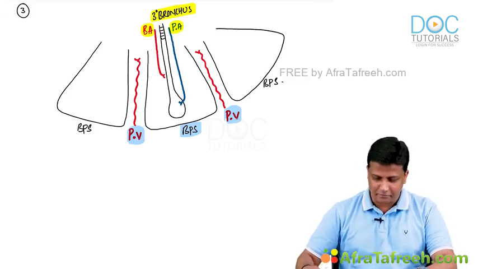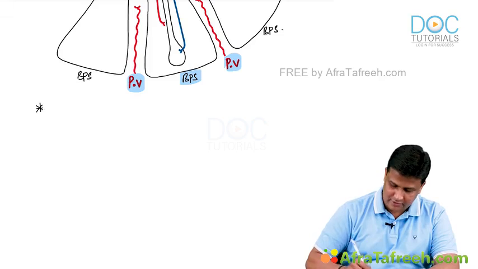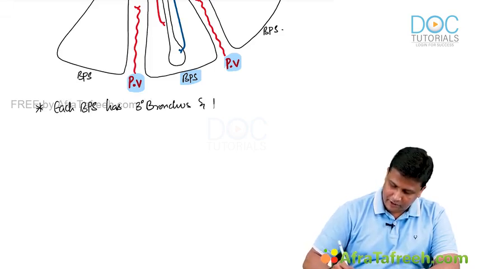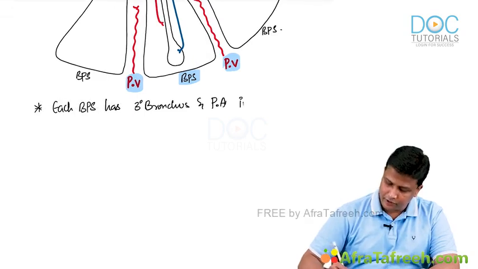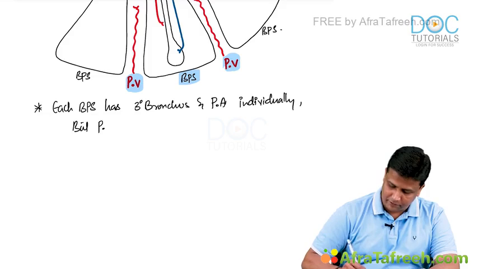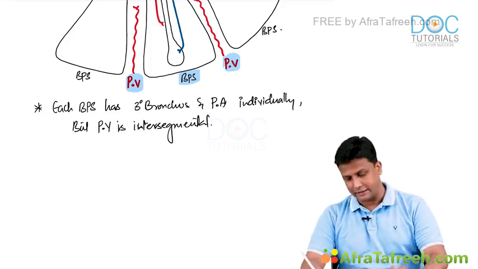Let's make a note of this very clearly. It has already been tested in the exam. Very important, guys: each and every bronchopulmonary segment has a tertiary bronchus and a pulmonary artery individually. But the pulmonary vein is intersegmental.